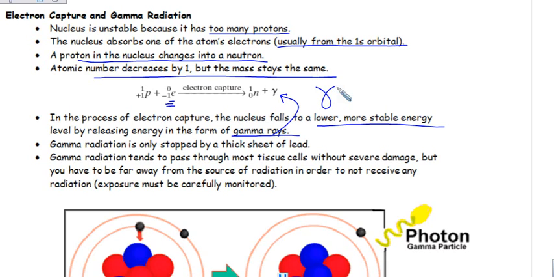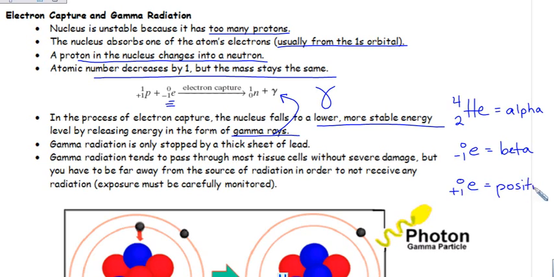So I think about it this way. Of the different forms of radiation that we were looking at, we had the alpha particle. The alpha particle was the helium nucleus. That was the alpha particle. Then we had the beta particle, which was the negative electron. There's your beta. Your positron is very similar, but it's like a positive electron. And then here's your gamma rays.